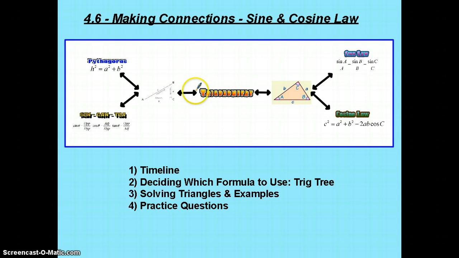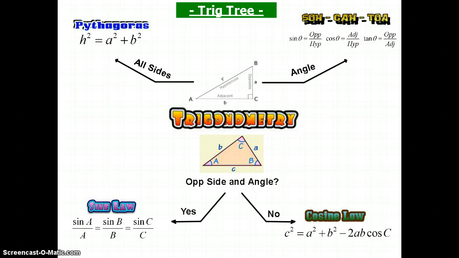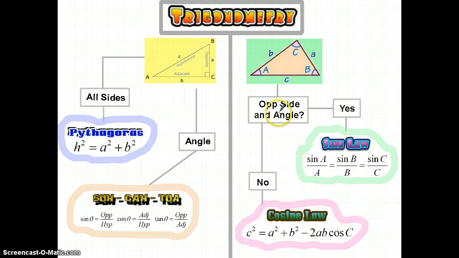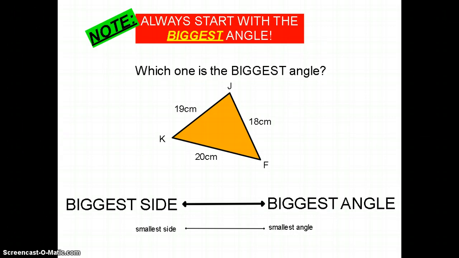So here's everything now, right? With trig, right angle triangle: Pythagoras and SOHCAHTOA. Non-right angle: sine law and cosine law. And we know that we can arrange this in different ways, but the one that we had used was this. Opposite side of an angle? Yes, I use sine law. No, I use cosine law. And if it's a right angle triangle, we have this stuff. So let's see, here's a note.